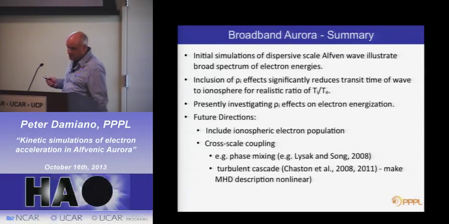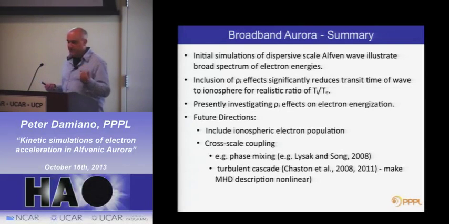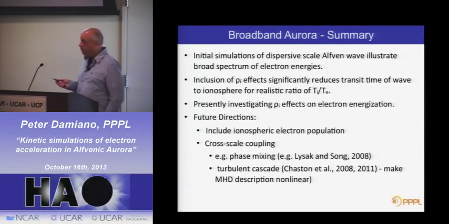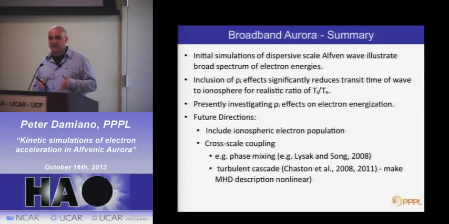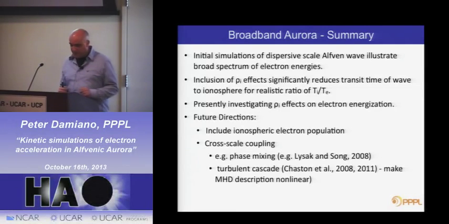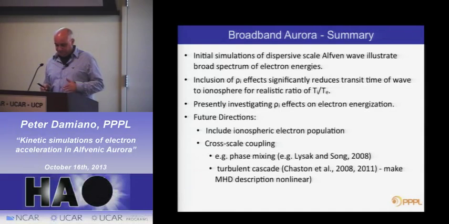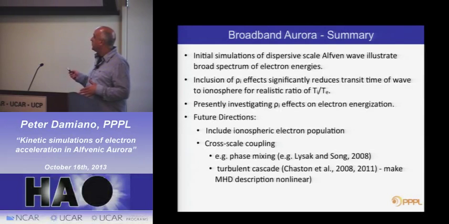Again, as in the field line resonance system, in order to accurately model what the distribution of electrons is going to look like close to the ionospheric boundary, we need to have an ionospheric population in the simulation. That's one thing we'll be implementing. The other, and probably more uncertain, question about these dispersive scale Alfvenic waves is how this energy actually gets to the dispersive scale. This is something we want to try to address with the code. Several mechanisms have been put forward. One possibility is phase mixing, which I'll explain more completely in a minute, and which we can address presently.